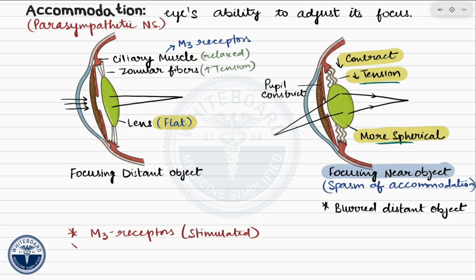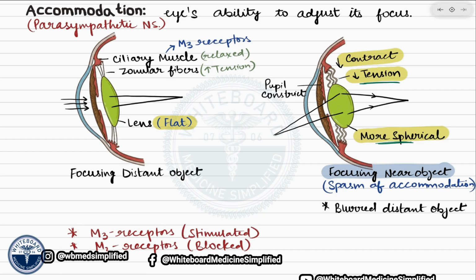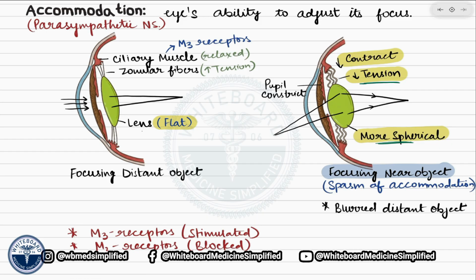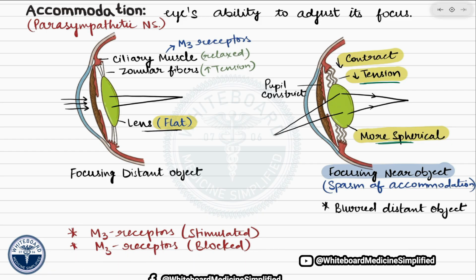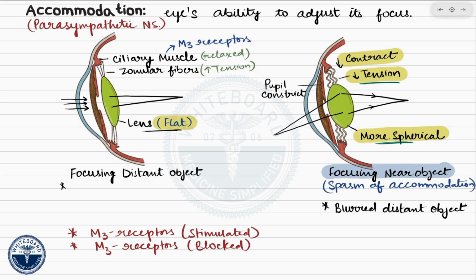On the other hand, when muscarinic receptors are blocked, the ciliary muscle cannot contract and remains relaxed. As a result, the lens stays relatively flat. In this situation, the eye is better suited for viewing distant objects, but it loses the ability to properly accommodate for near vision. Consequently, distant objects remain clear while nearby objects appear blurred.